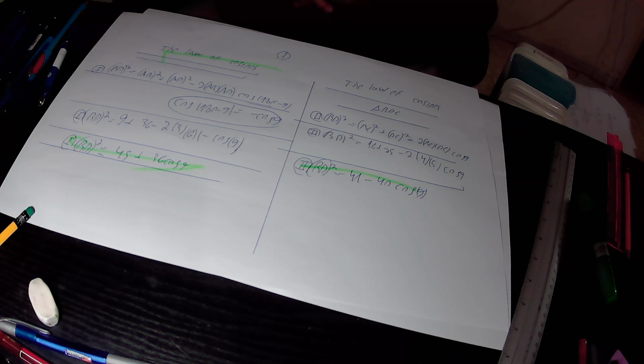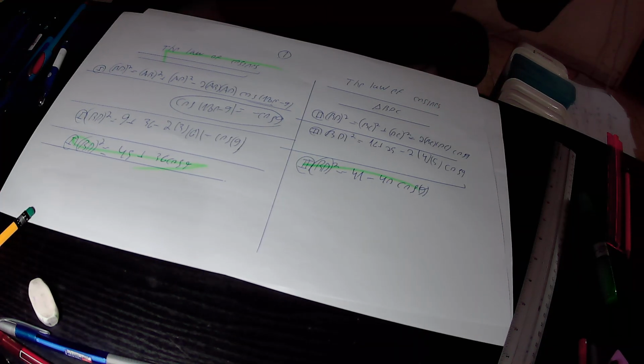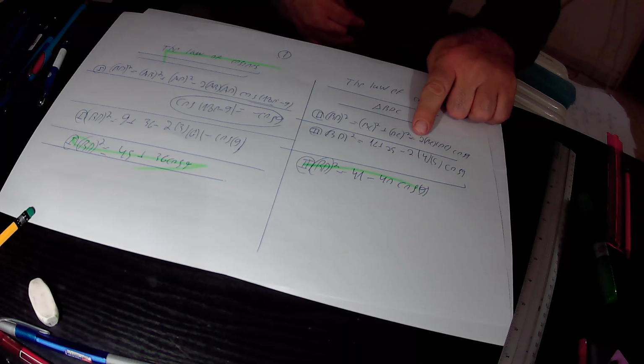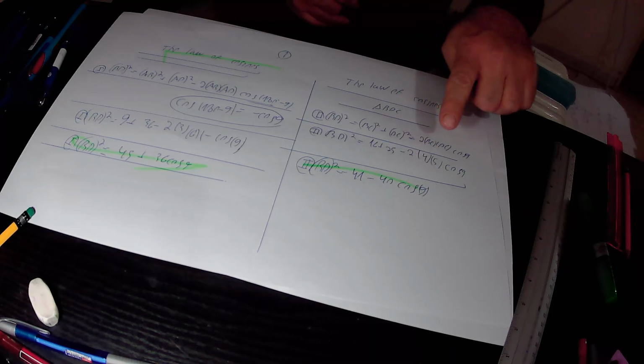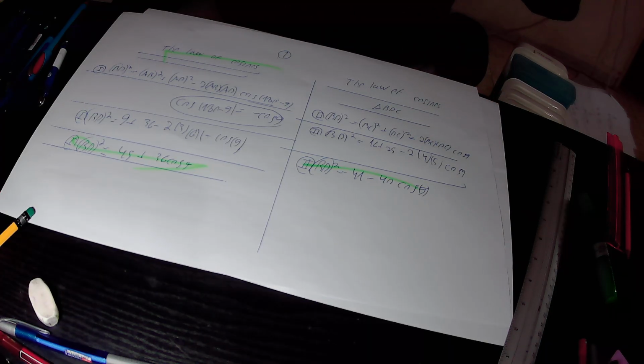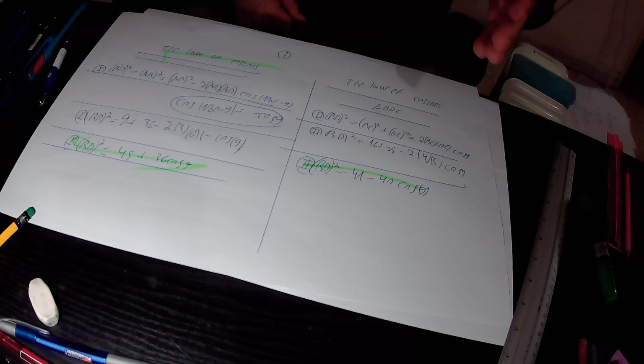equals BC squared. BC is 4, therefore BC squared is 4 squared, that is 16, plus DC squared. DC is 5, therefore DC squared is 5 squared, that is 25, minus 2 times BC, that is 4, times DC, that is 5, times cosine alpha. So in total, BD squared equals 16 plus 25 is 41, minus 2 times 4 is 8, 8 times 5 is 40, times cosine alpha. So according to equation 2, BD squared equals 41 minus 40 times cosine alpha.